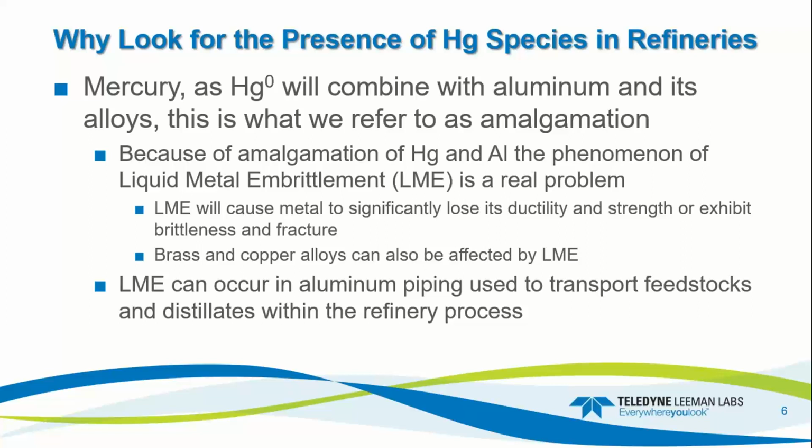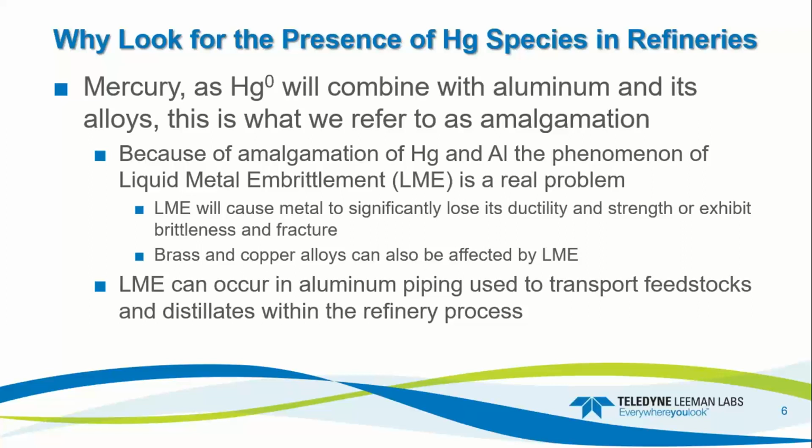This is a real problem within the refineries, because the metal used in the piping can significantly lose ductility and strength, exhibit brittleness, and then ultimately fracture. So if we have metal piping that fractures, then we can have a catastrophic event. Brass and copper alloys can also be affected by liquid metal embrittlement.